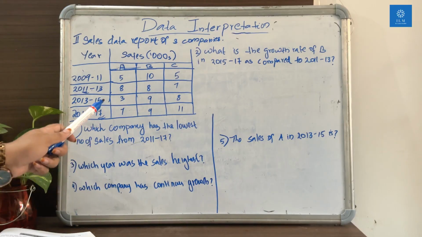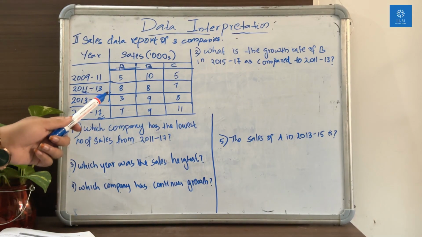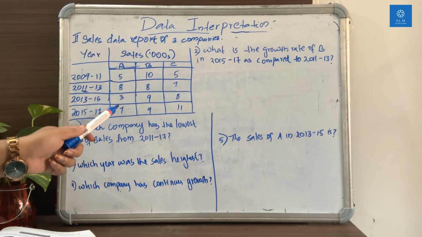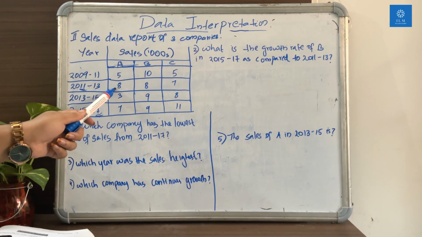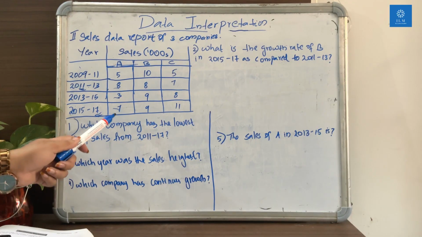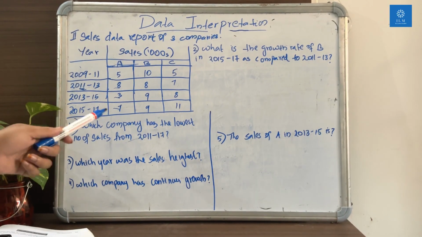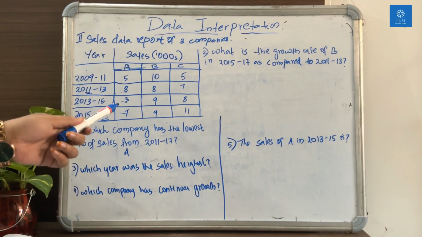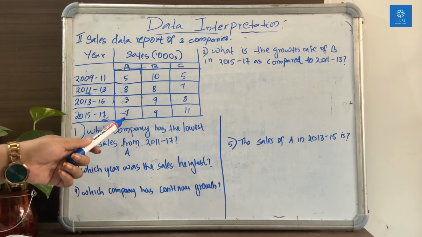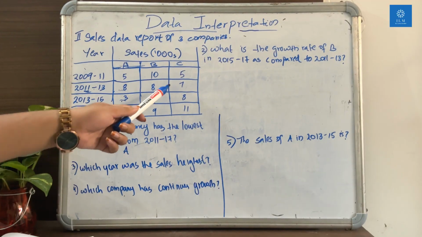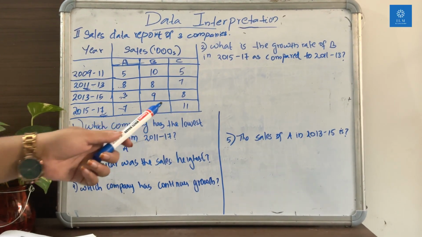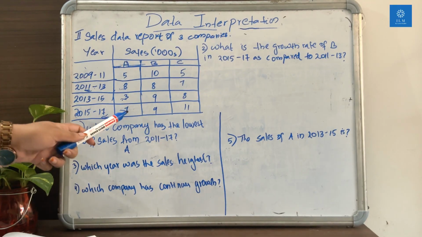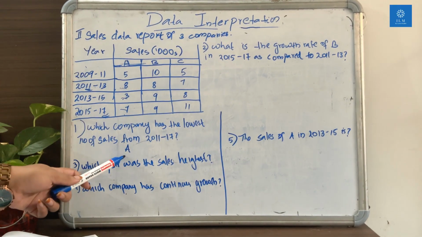When you are analyzing the data, we can understand that from 11 to 17, the lowest number of sales is happening for company A, right? It is 8, then it is becoming 3, then it is becoming 7. So from 11 to 17, the lowest number of sales is happening to company A. When you're adding, you can see 8 plus 9 plus 9, which is 26, 7 plus 8 plus 11, again 26, then 8 plus 3 plus 7, it's just 18. So the lowest sale is happening to company A.